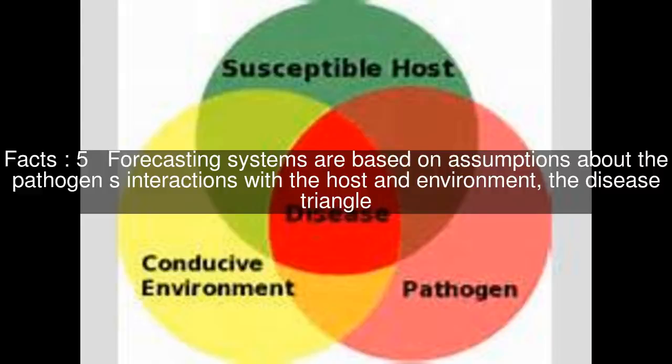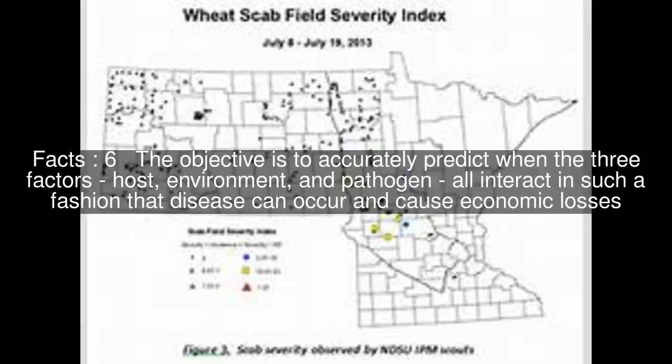Forecasting systems are based on assumptions about the pathogen's interactions with the host and environment, the disease triangle. The objective is to accurately predict when the three factors, host, environment, and pathogen, all interact in such a fashion that disease can occur and cause economic losses.